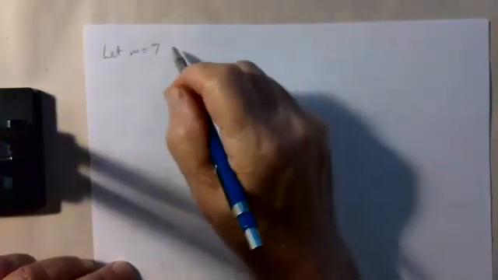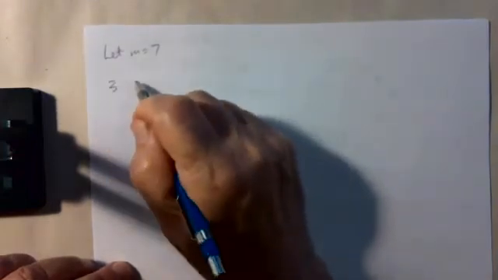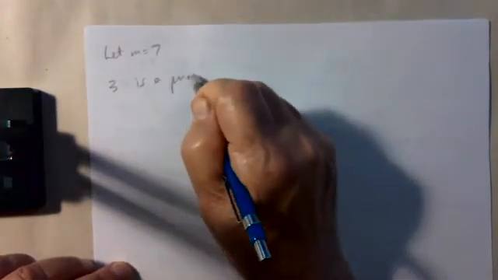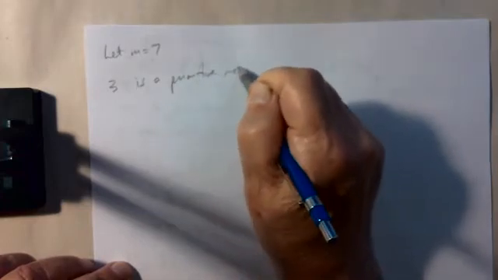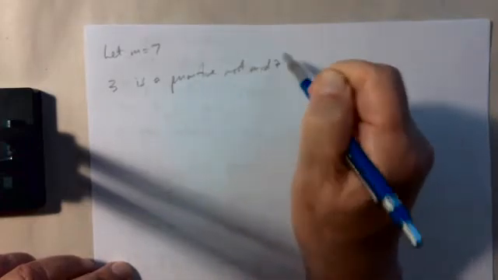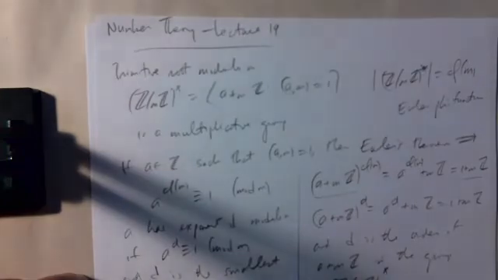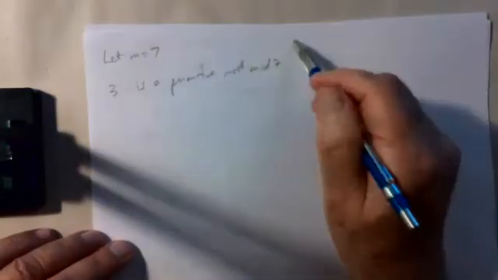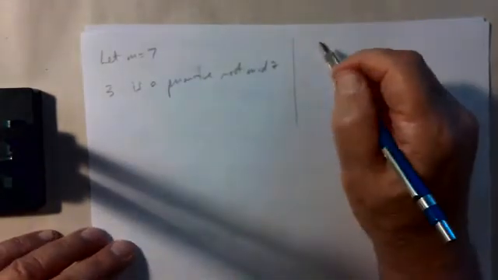Suppose we let m be equal to 7, then 3 is a primitive root mod 7. Remember, what is a primitive root? Sorry, I didn't state the definition, so let me do that now.